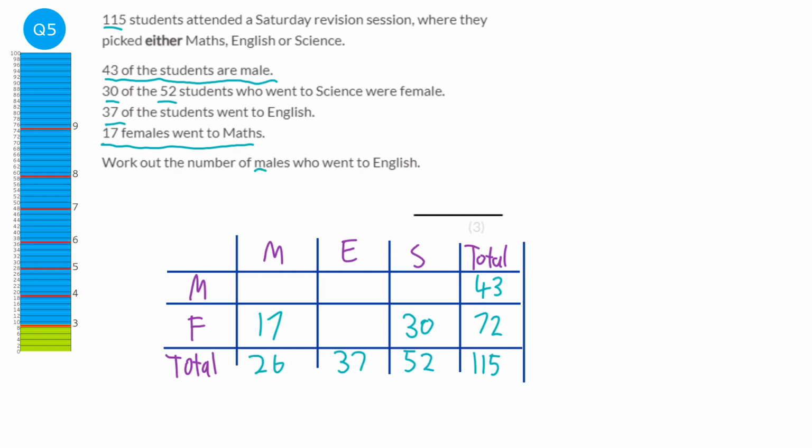So it says work out the number of males who went to English. Males who went to English will be this box here, so this is our target. But you can't work that out directly, we've got to go around and work out what we can. So the next thing we can do is work out this bit here. The total females 72, the females who went to maths 17, females who went to science 30, so that leaves 25. And then you can see here we can work this out. The total was 37 who went to English, 25 females, and so that means there will be 12 males.